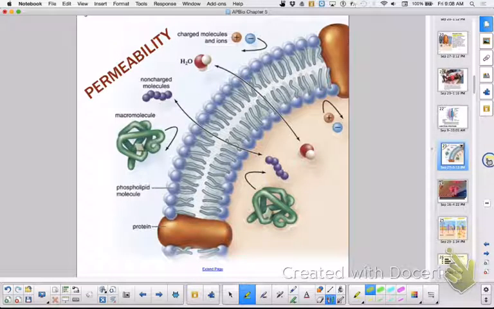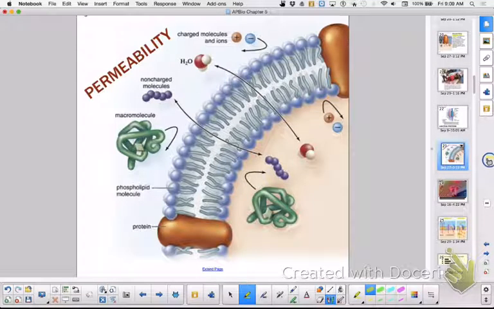So if you are large or charged, you have options. Your options are to use a channel or a carrier. Or a third way would be whole membrane, where you do endocytosis or exocytosis. Okay, got that? Now, if we look at this diagram right here, you can see charged molecules turned away.